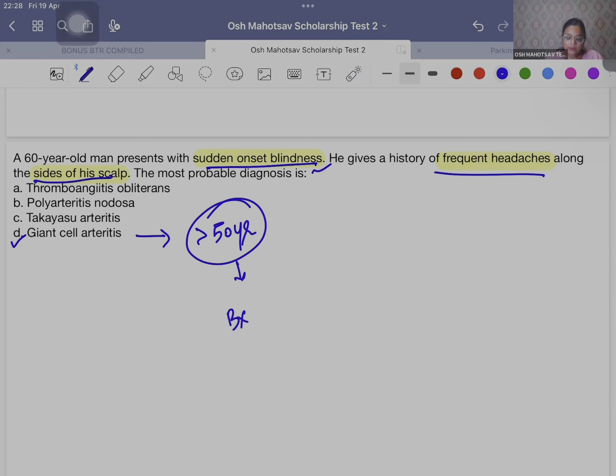And the biopsy you will take at least 1 centimeter, because they have skip lesions. In the biopsy you will see some giant cells. So the diagnosis will be giant cell arteritis.